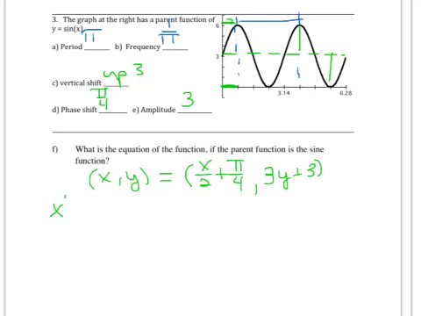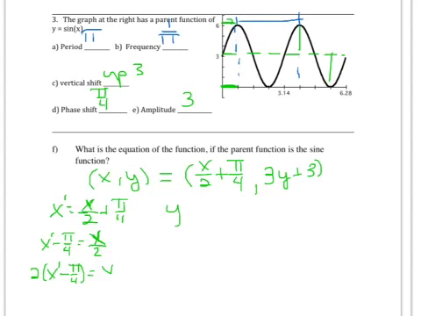So x prime is x over 2 plus pi over 4. So the first thing we're going to do is subtract pi over 4 from both sides, and we get x prime minus pi over 4 is equal to x over 2. And now we multiply both sides by 2, and we get 2 times x prime minus pi over 4 is equal to x. And we can do the same kind of thing with the y. Y prime is equal to 3y plus 3. So subtract 3 from both sides, and then divide both sides by 3.